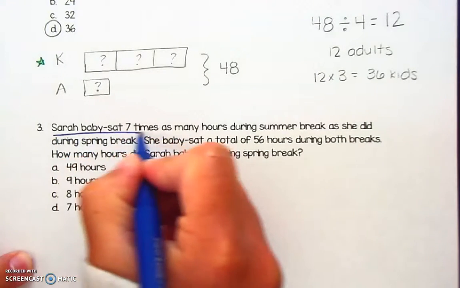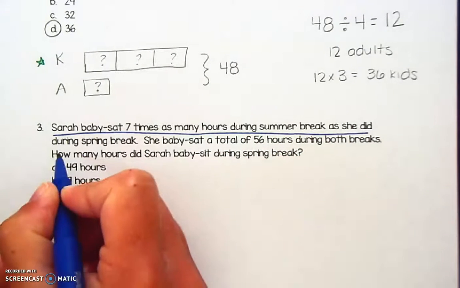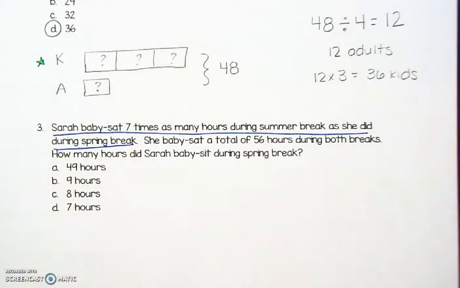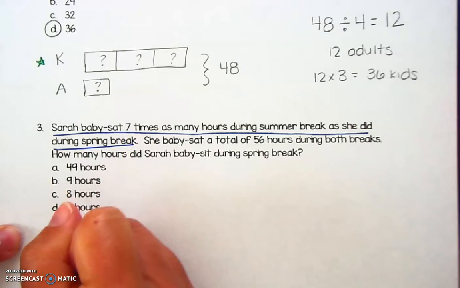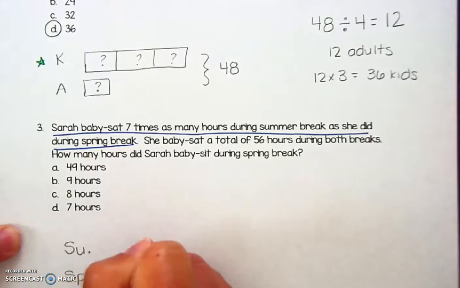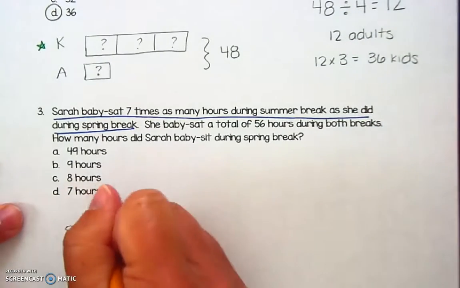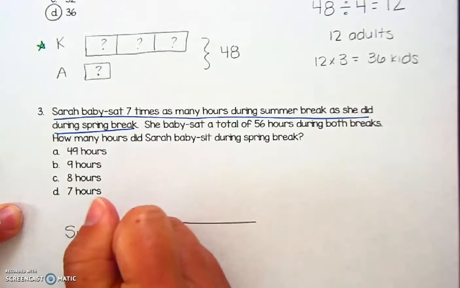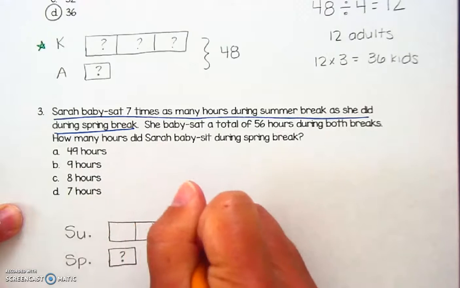So first, I'm going to underline the first sentence. Sarah babysat 7 times as many hours during summer break as she did during spring break. I see that comparison phrase in there again. I don't know the spring break, I don't know the summer break, but I do know that summer break was 7 times as much. So I have a summer break and I have a spring break. Since spring break was fewer hours, I'm going to give that the mystery number. And summer break was 7 times as much. So that will get a long rectangle made up of 7 groups.